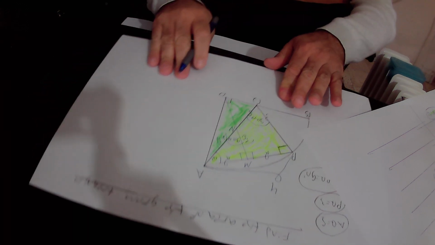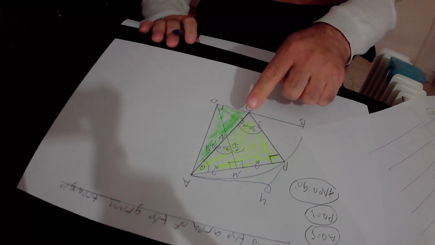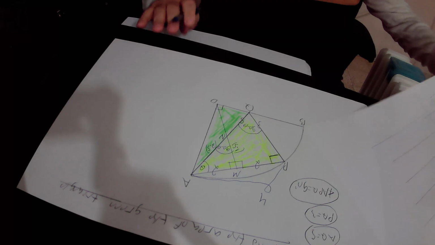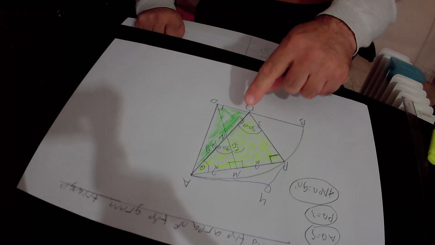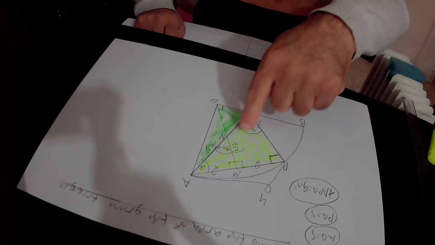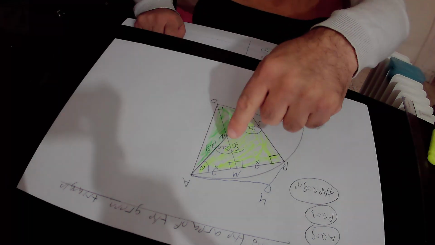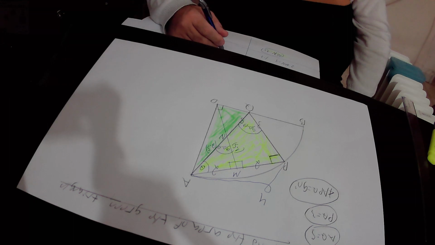What is the length of qn? From the drawing, it is very easy to see that qn equals qa minus na. Again, qn equals qa minus na. So I write it down. qn equals qa minus na.